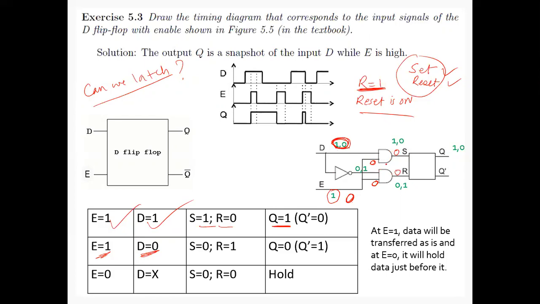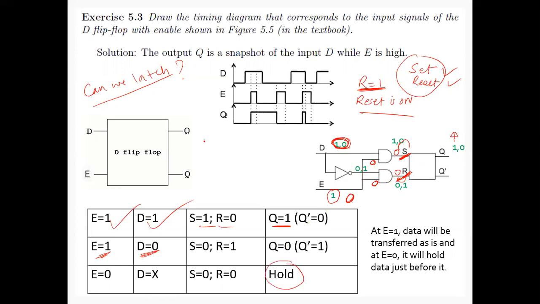So in order to latch, what do you need? What should be the value of S and R? Help me. What should be the value of S and R if you want to latch? S should be 0, R should be 0, right? So that's happening here. If you want to latch this guy, then S equals 0, R equals 0. So it means we can hold also.